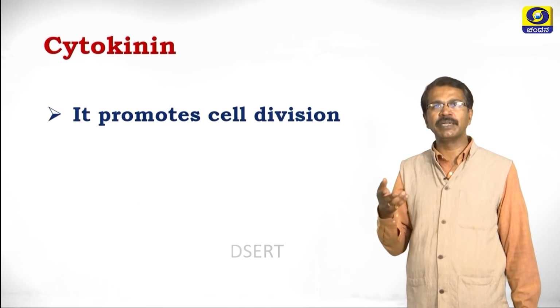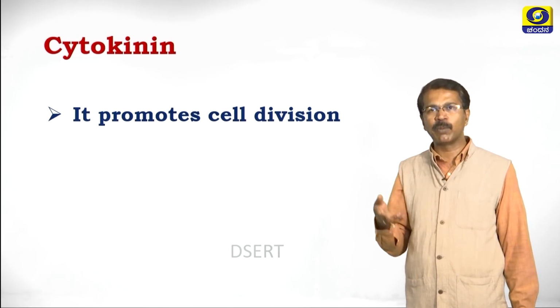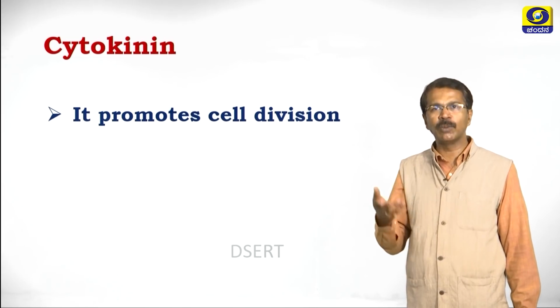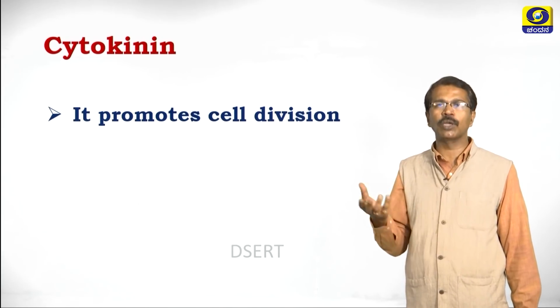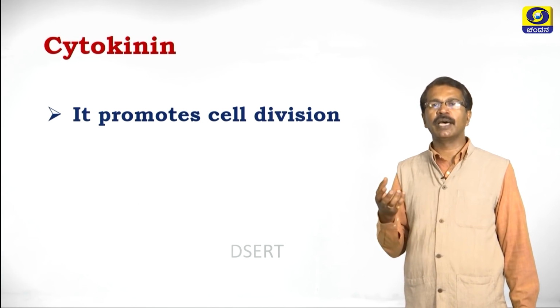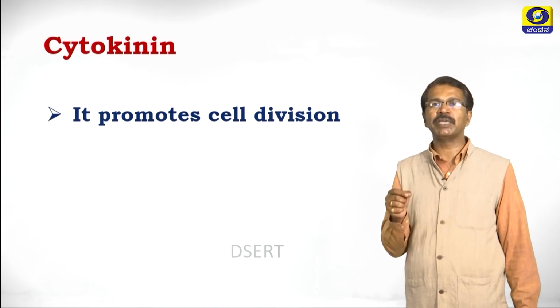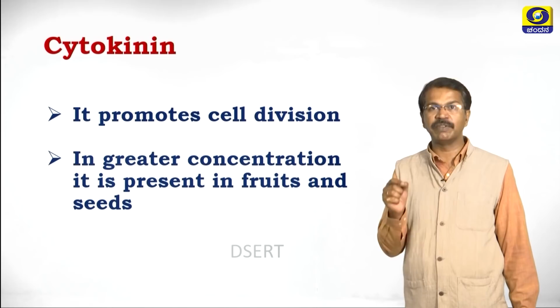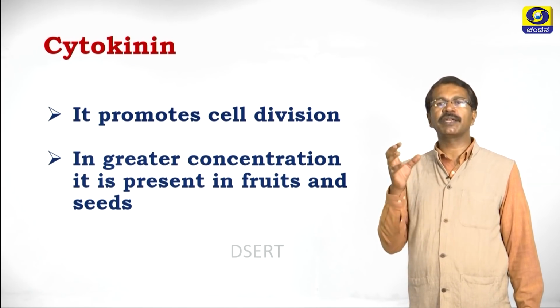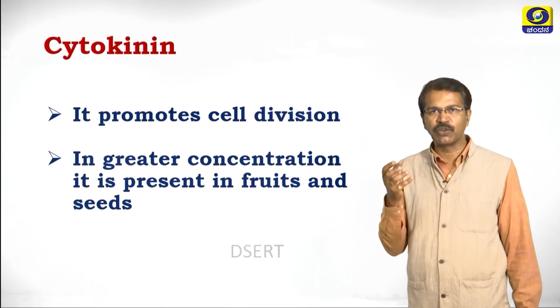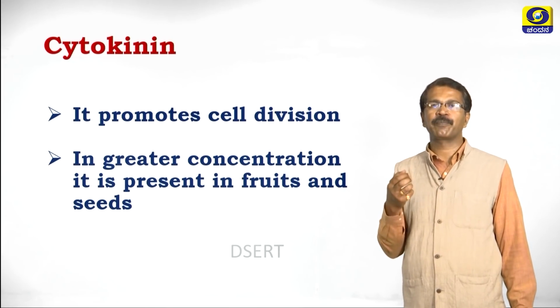When the cell number increases, the mass of the plant body also increases, the volume also increases, which results in the growth of the plant body. So cytokinin is helping the cell division, or it is promoting the cells to undergo cell division. Usually it is present in larger quantity or in greater concentration. It is present in fruits and seeds.